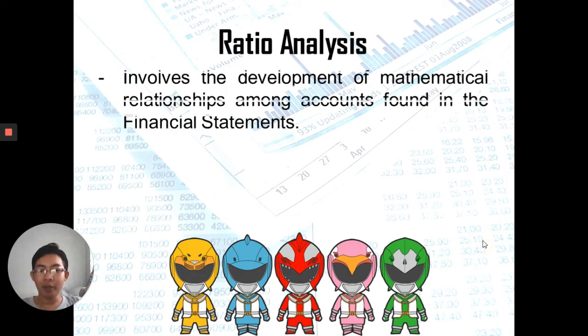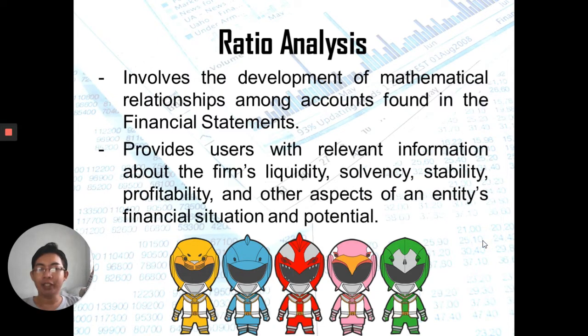When we say ratio analysis, it involves the development of mathematical relationships among accounts found in the financial statements. It provides users with relevant information about the firm's liquidity, solvency, stability, profitability, and other aspects of an entity's financial situation and potential. As you can see in my PowerPoint presentation, I've put the Power Rangers because there are a lot of ratios that we compute in management accounting. However, I've only chosen 23 important ratios and classified them into 5 groups.